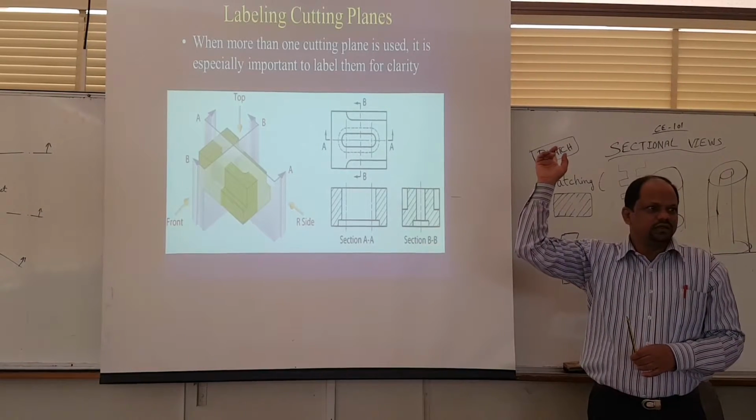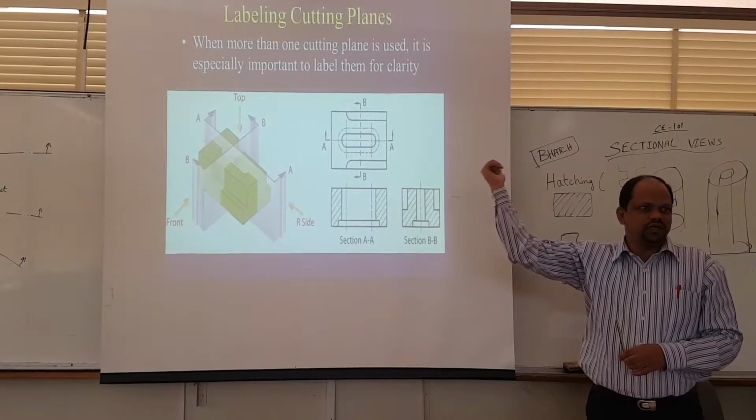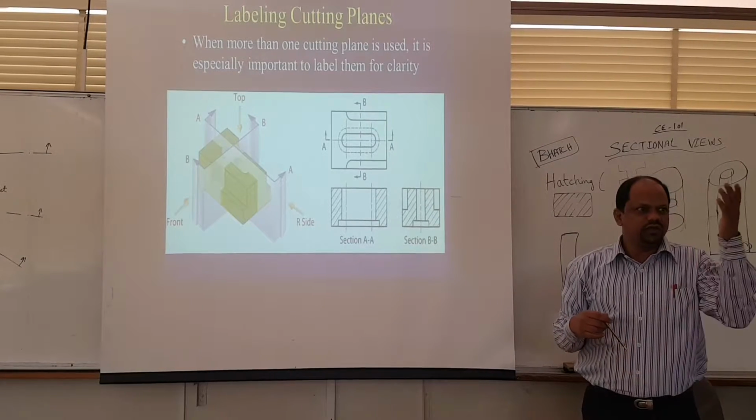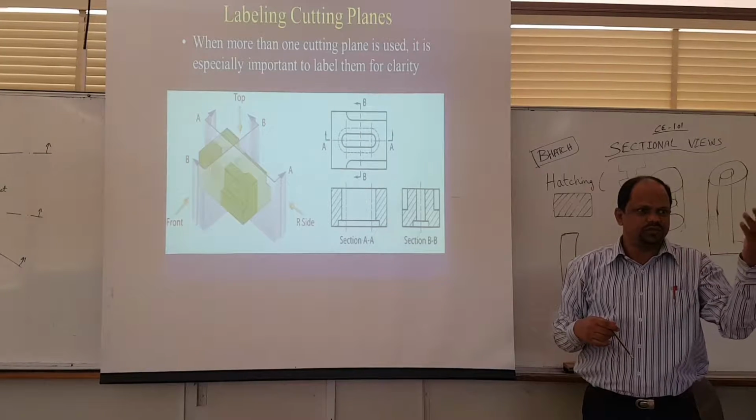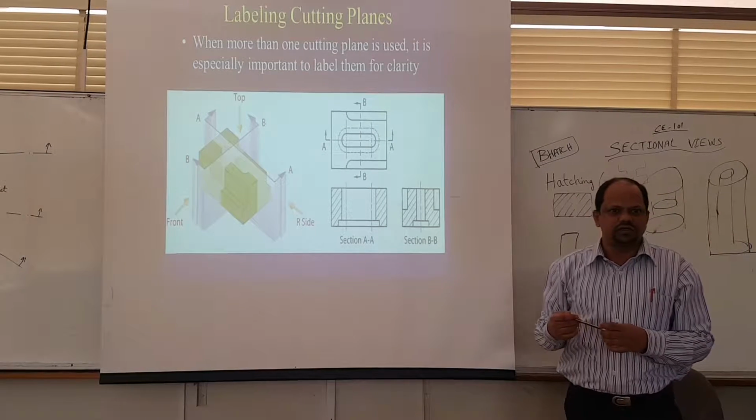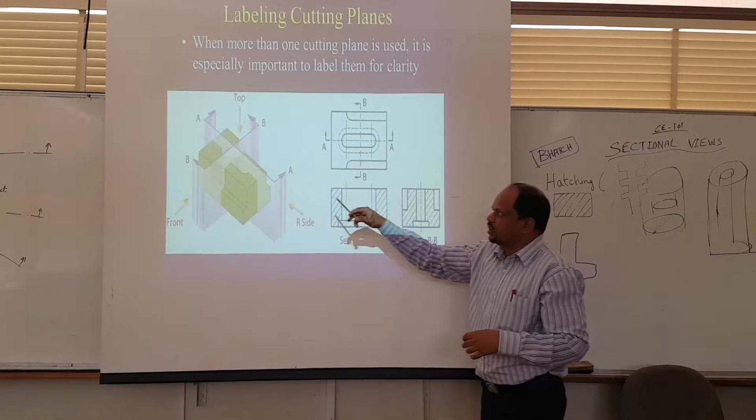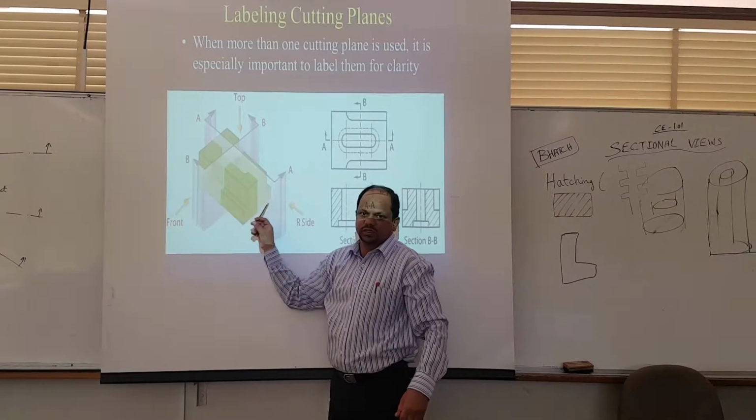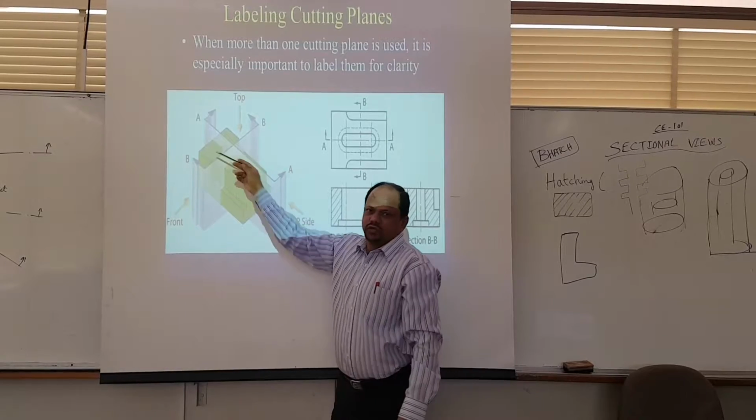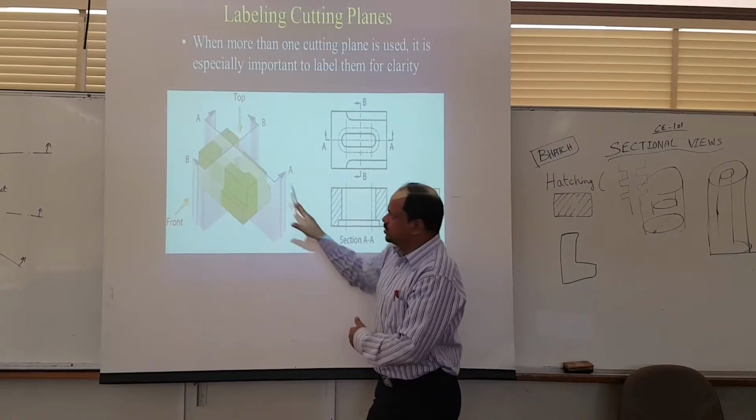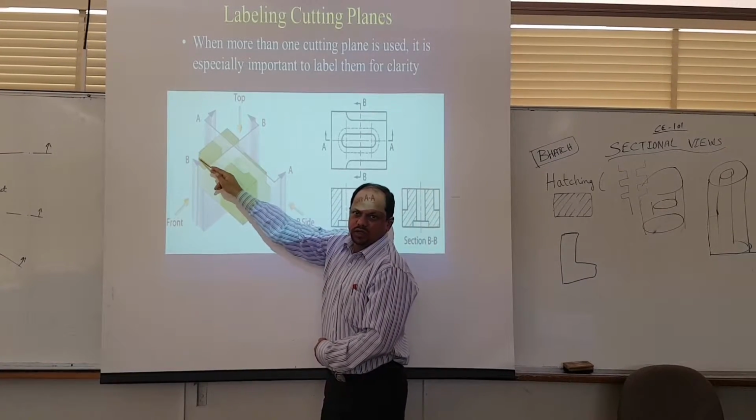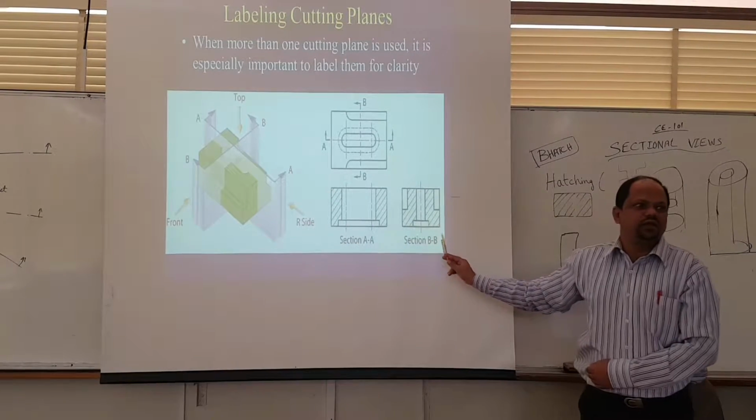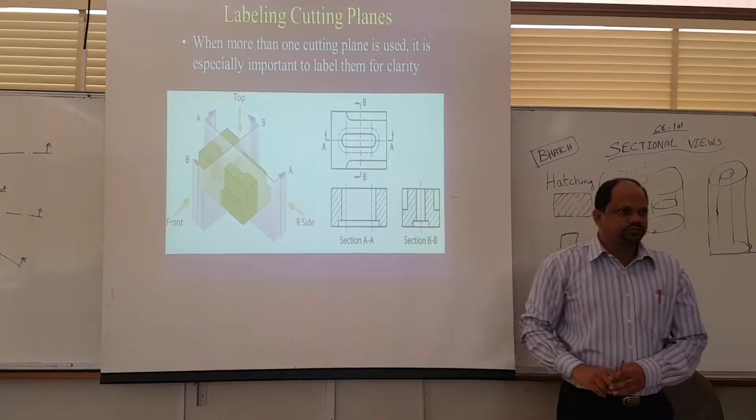Is it clear? How we are doing A and B? When we are cutting it like this, we are making it into two parts. The arrow indicates you are looking towards this part. So remove this part, you have the other part. You are looking here. So this is the side view of the object, isn't it? So you will hatch on the side view.